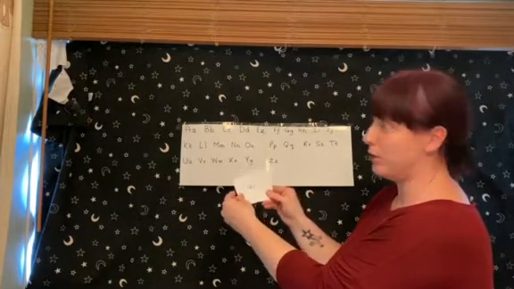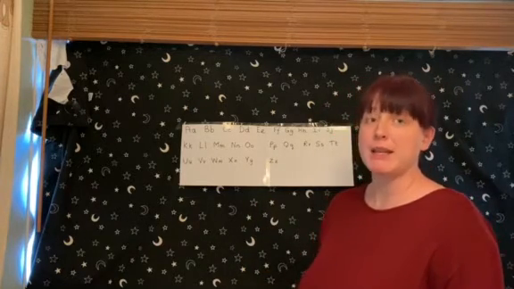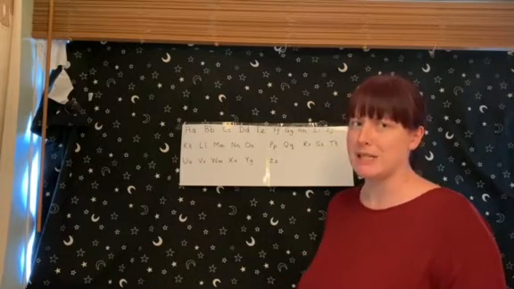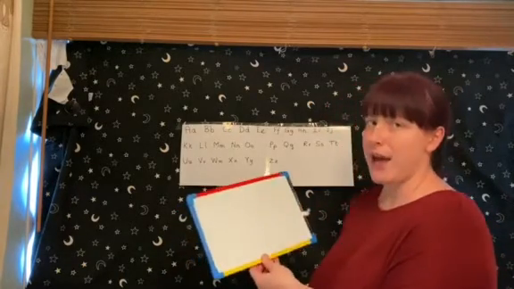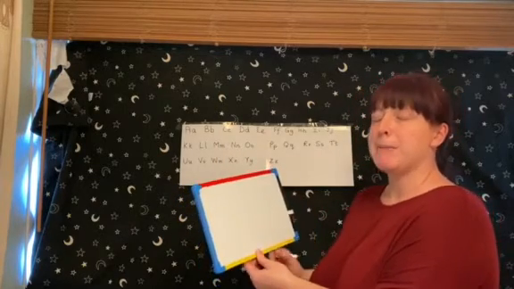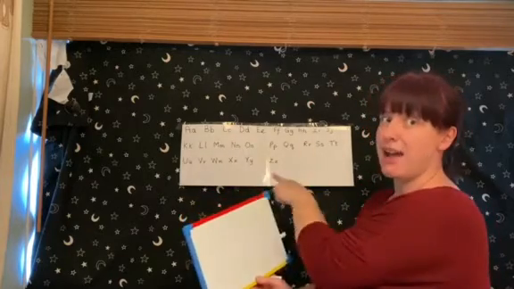Brilliant. Okay, now you need to get yourself a piece of paper and a pencil or a whiteboard. Okay, you probably already knew that and you're already prepared, I'm sure. Okay, so today we're going to be writing six letters, but I'm not going to give you the sound. I'm going to give you the letter name.